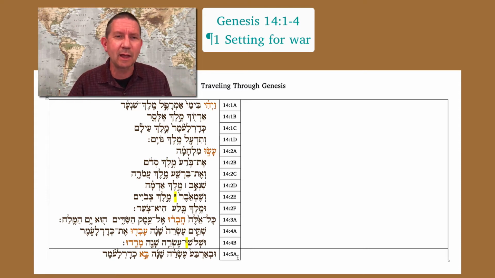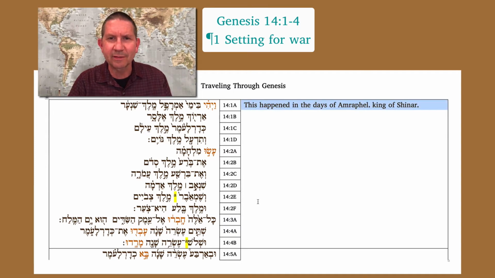Vayihi bimei Amraphel melech Shinar. So we're starting a story with a time reference. It happened in the days of Amraphel, king of Shinar. And in English, that's going to look like this. And who knows how that's going to get pronounced. Amraphel, king of Shinar or something, who knows.